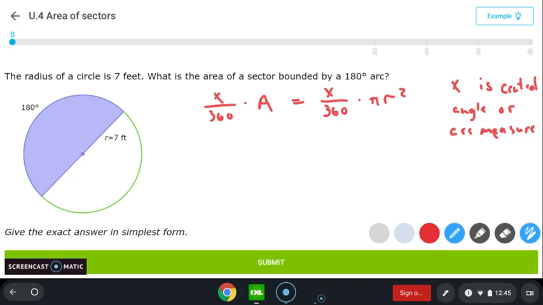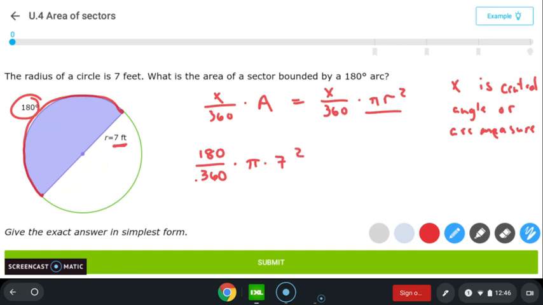the arc measure. So here we're told the arc measure, in this case that goes with the shaded area, this arc is 180 degrees, so that's what we'll plug in for x. So we've got 180 over 360, and then I'm going to use this times pi r squared because that's more practical. So times pi, and then we want to know the radius. And it tells us that the radius is 7 feet. So we've got times 7 squared.